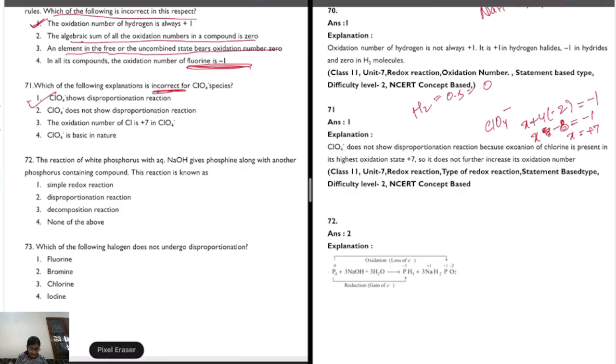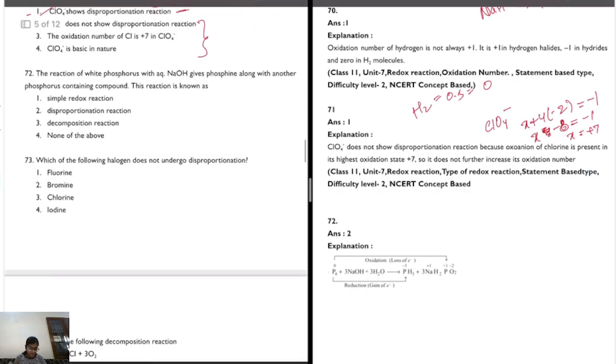This is an incorrect statement that it is showing disproportionation. It cannot. All the other statements are correct. In the next question, the reaction of white phosphorus with aqueous NaOH gives phosphine along with another phosphorus containing compound.